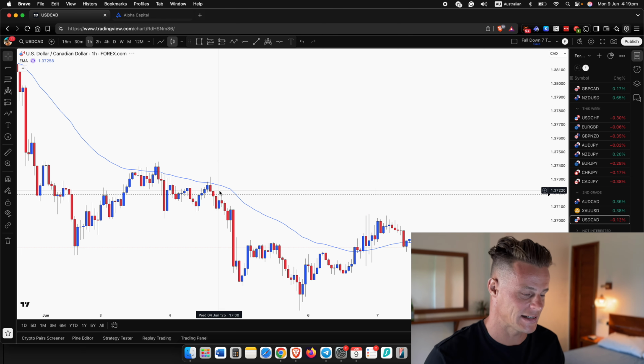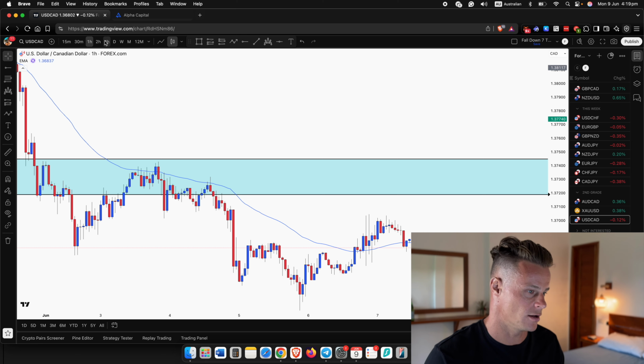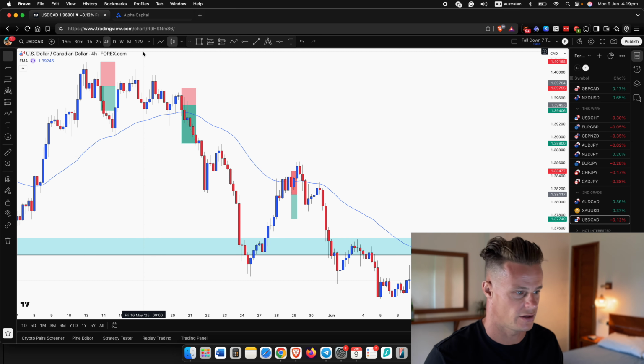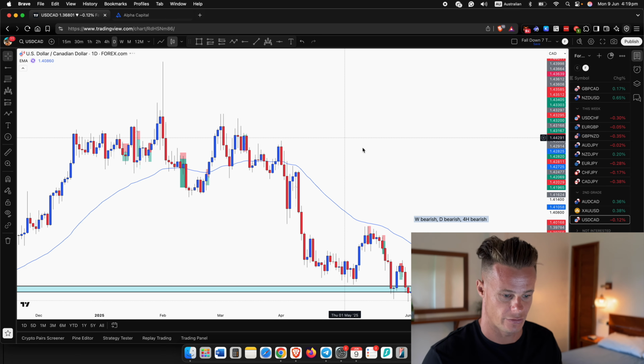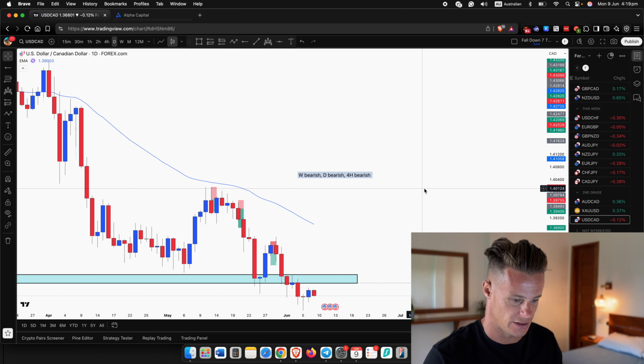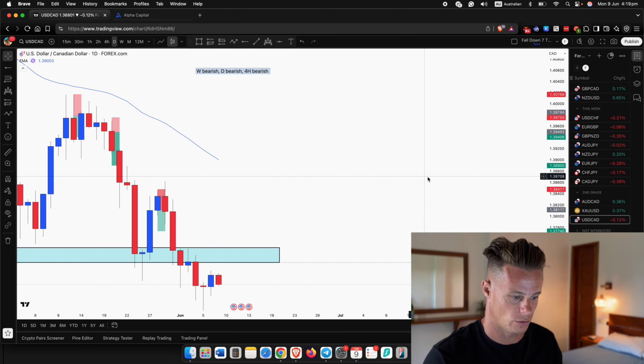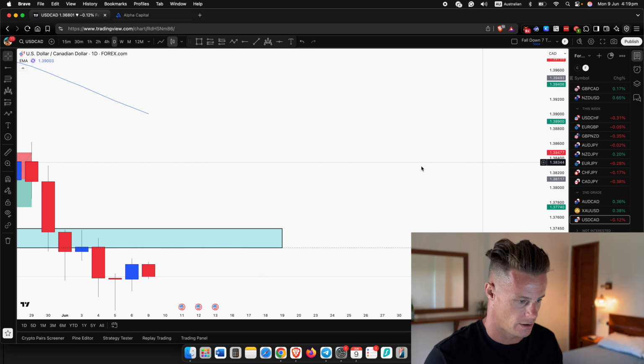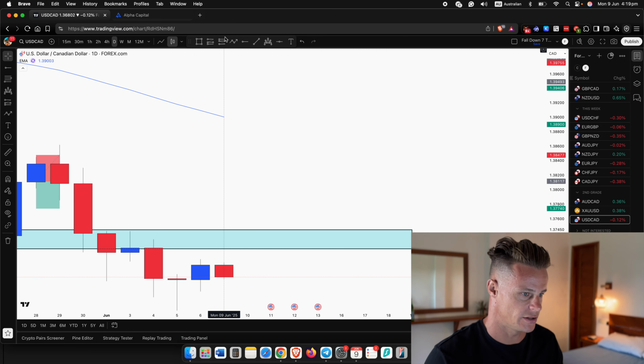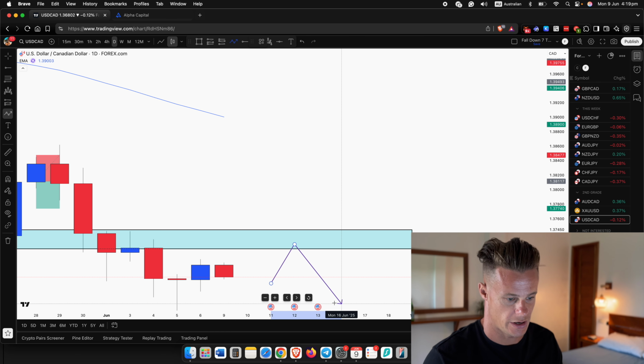And then lastly, USD CAD, which I don't think I'm going to do anything with because it's kind of in the middle of nowhere, unless this thing comes back all the way. Let me get this one. Unless this thing comes all the way to the resistance so that I can buy.